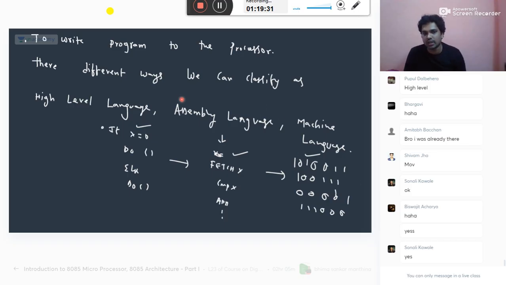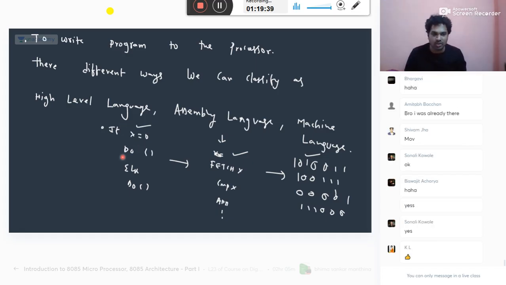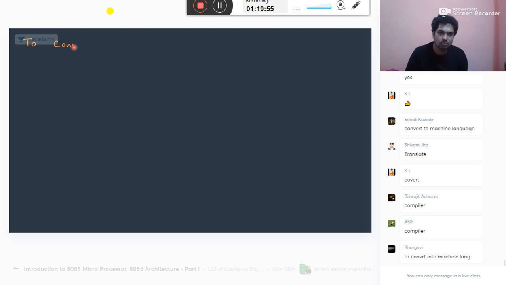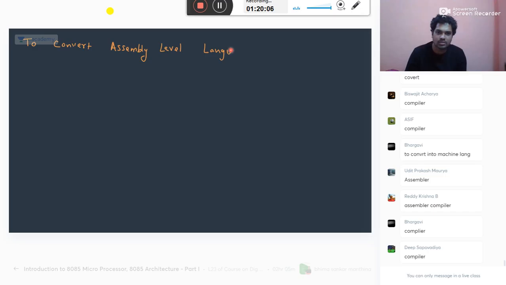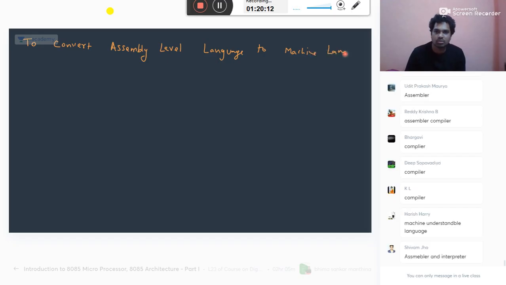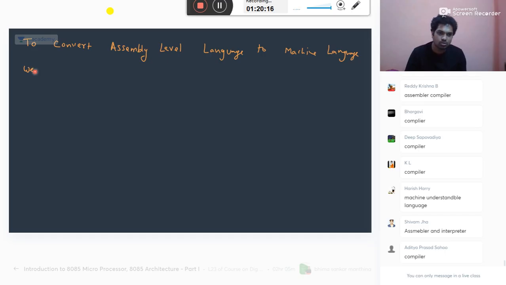But here you should have one converter. Here also you should have one converter. What is the job of that converter? To convert this into machine language. So there are two devices who will do this job. To convert assembly level language to machine language, we use an assembler.